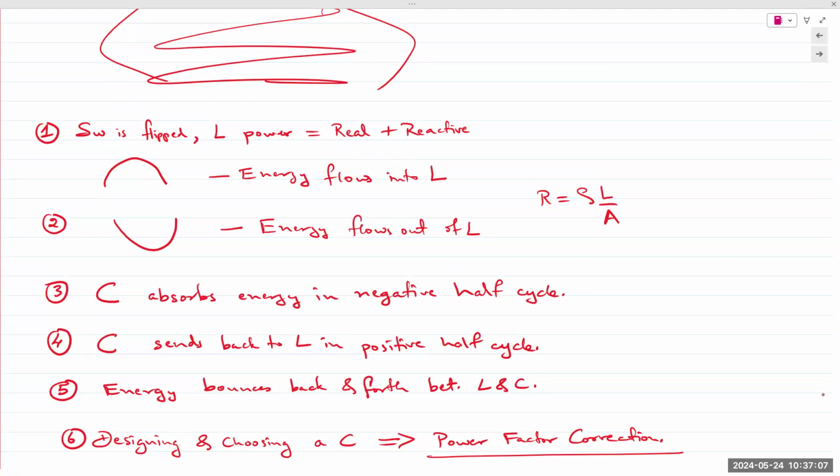Bandwidth. That is only if you're using it as a filter. So the question being asked is, do we want to minimize the bandwidth? And yes, the answer would be yes, but only if you're using that circuit as a filter. In this case, we are not using it as a filter.